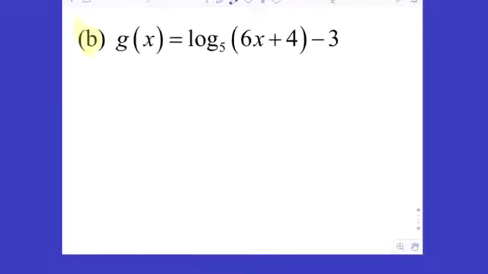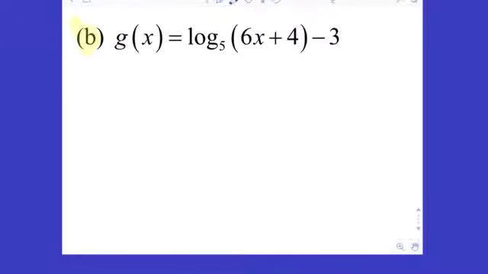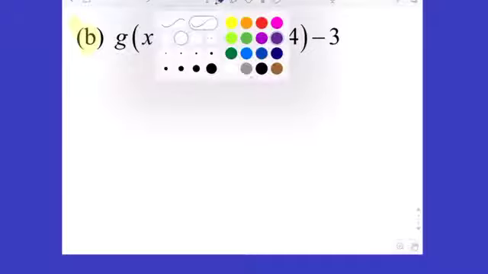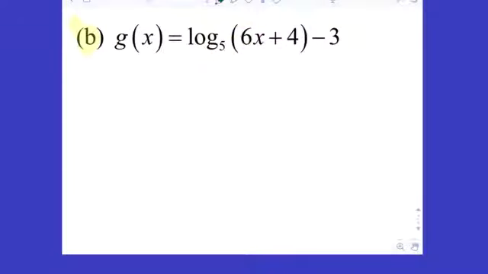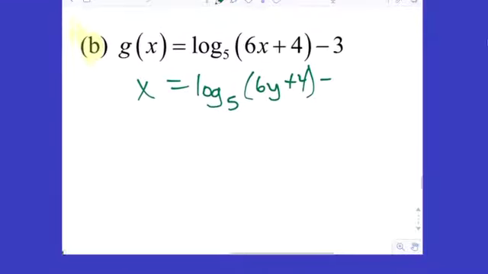Okay, over here now. So here's another g of x. This is a log base 5, and we're trying to find the inverse function. So it should be exponential base 5. So 5 to the something. So first step again is replace your x and y or interchange them. So if g of x is just y, now it's just x. Log base 5 of 6y plus 4 minus 3.